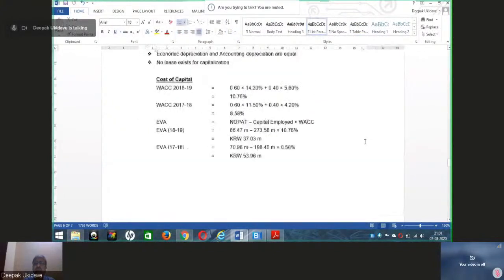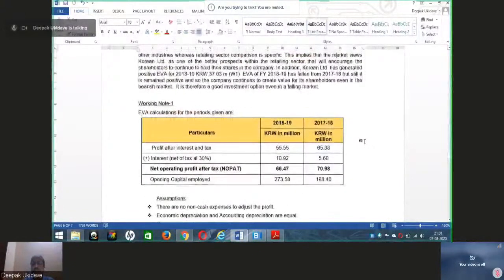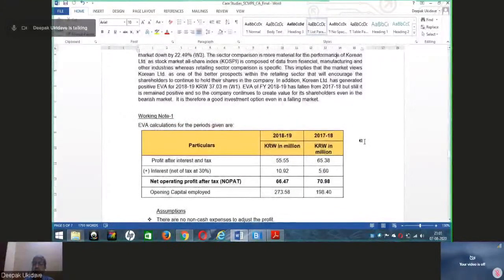The analysis is given, all figures are in front of you. You have calculated EVA also. EVA has declined, so the solution is given to you. This is sort of an analysis. Pay attention to this: the performance of Korean Limited has gone down.